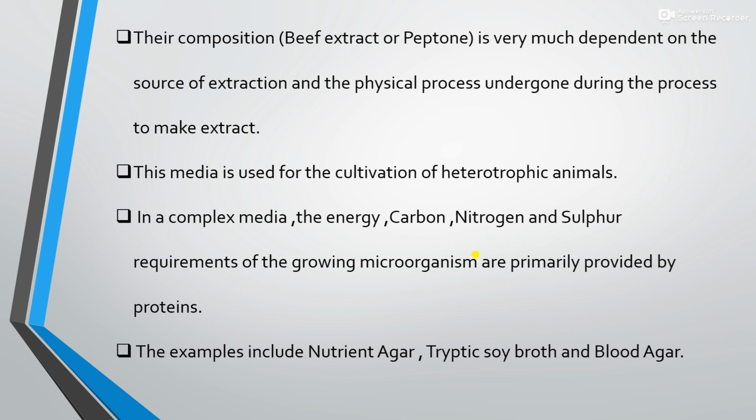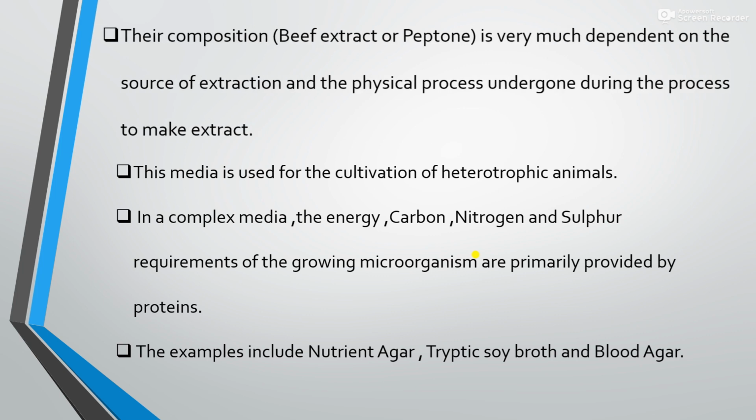The media is used for the cultivation of heterotrophic organisms, and the main sources in this media are proteins, which fulfill the need for carbon, energy, sulfur, nitrogen, etc. The examples include nutrient agar, tryptic soy agar, tryptic soy broth, blood agar, MacConkey media, etc.